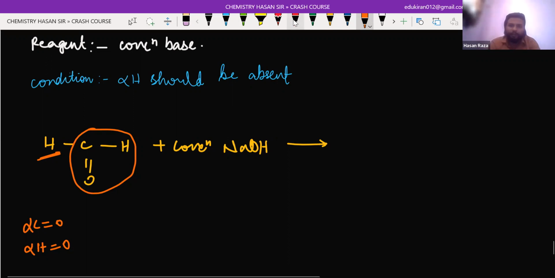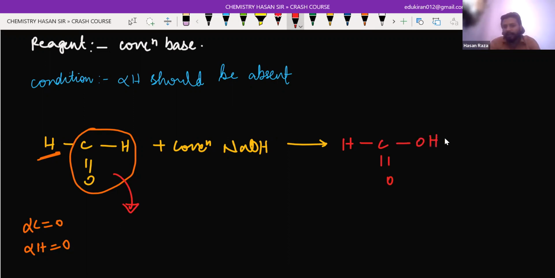Okay. Now see what will happen here. This is your methanal. So first you are going to oxidize it. Oxidize it. That means aldehyde oxidizes into carboxylic acid. But as you can see, there is a base. So you are going to remove H from OH and put the metal that is present in the base. So it oxidizes to carboxylic acid salt.